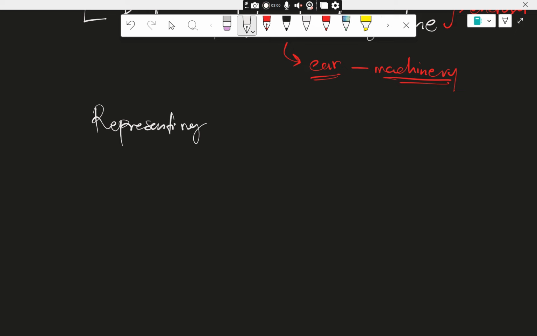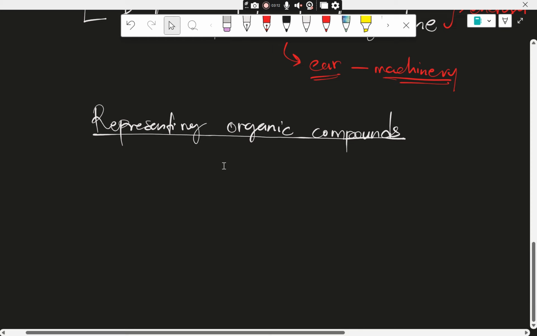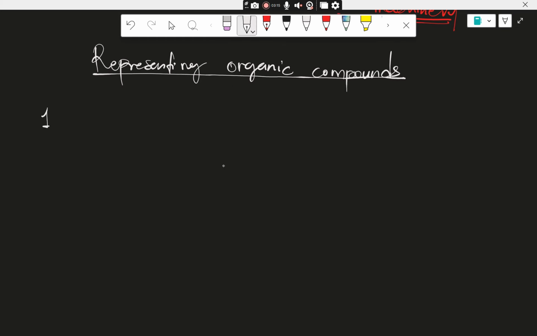So this will just be organic compounds, right? Because most organic compounds, actually all organic compounds, will be represented in a similar fashion. So let's just say our organic compounds. This will be the molecular formula, right? You can represent organic compounds using their molecular formula. So what is the molecular formula? This is just the chemical formula, right? For example, we can just say, okay, this is our chemical formula.